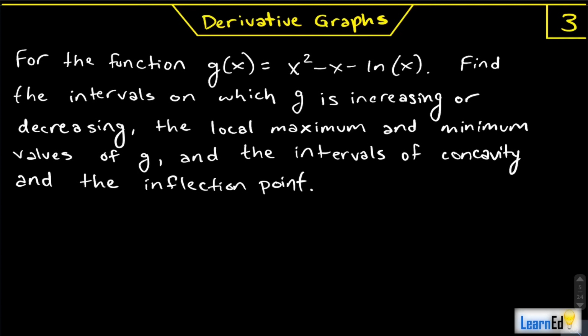Moving on to our third problem, we are going to be talking about derivative graphs. For the function g of x equals x squared minus x minus the natural log of x, find the intervals on which g is increasing or decreasing, the local maximum and minimum values of g, and the intervals of concavity and the inflection point. Okay, so this is a lot of information they're throwing at you.